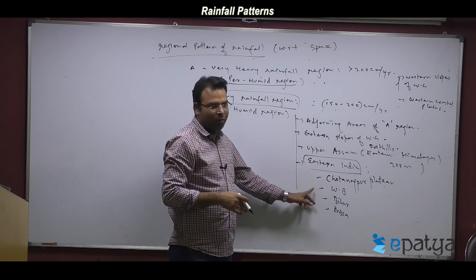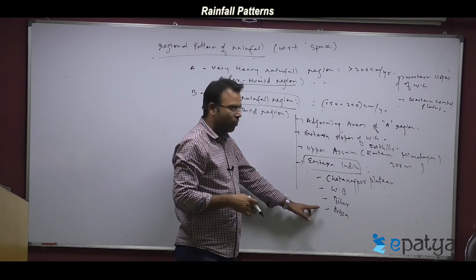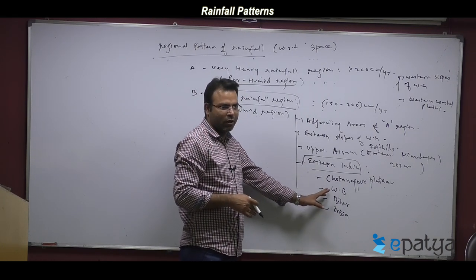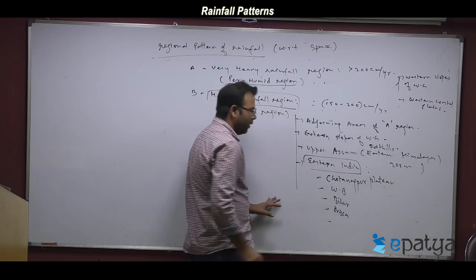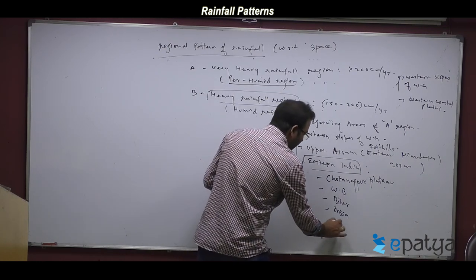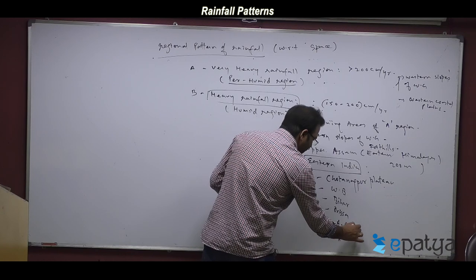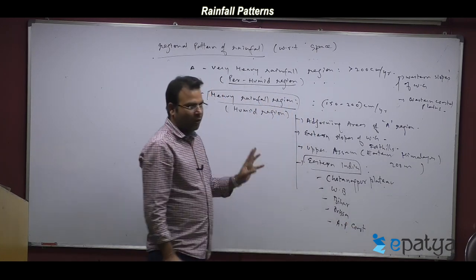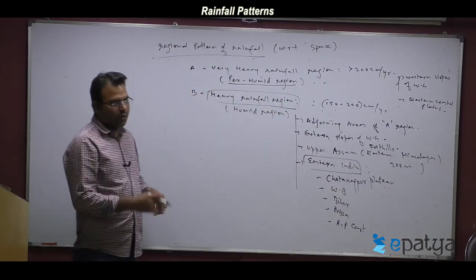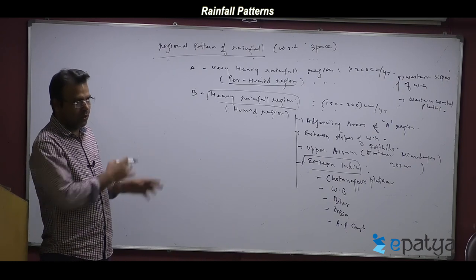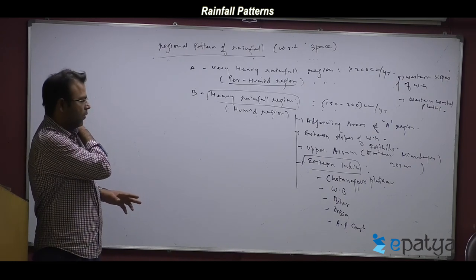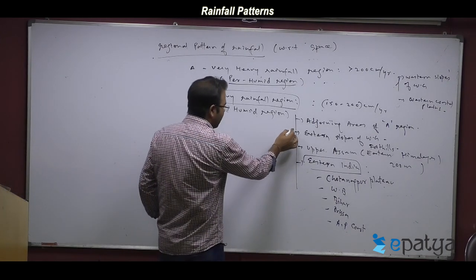Leaving the drought prone areas, especially the entire Odisha coastal deltaic part is like this. Even till the AP coast also, North Andhra Pradesh coast, some part is also there.